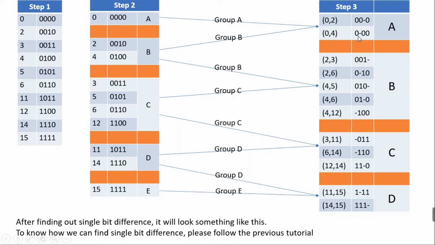So this is basically our step 3. What we did here is that after grouping them in step 2, we compared the minterms of one group with the minterms of another group. Basically the minterms of one group are compared with the minterms of the immediate next group. So A is compared with B, B is compared with C, C is compared with D, and D is compared with E. We compared for single bit differences, and whenever we get a difference, we put a dash at that specific place, and the other bits remain the same. And this is how step 3 looks after all those comparisons.